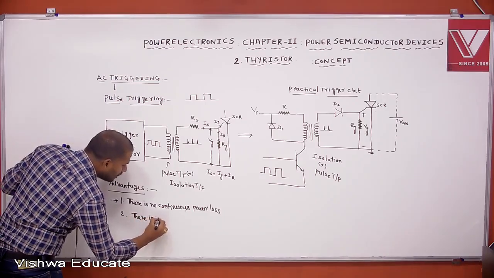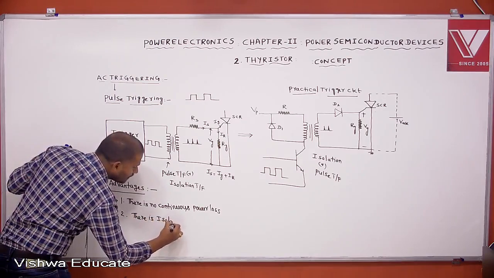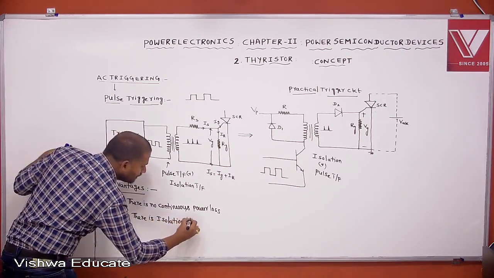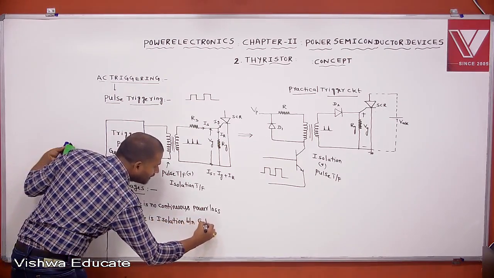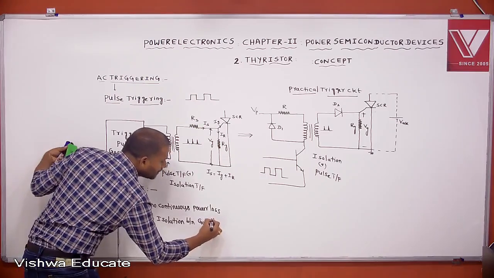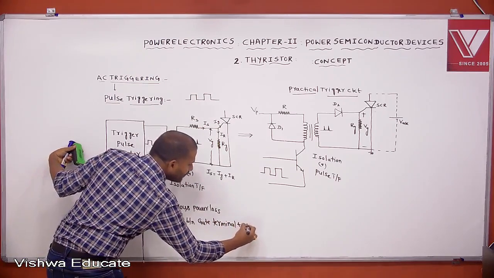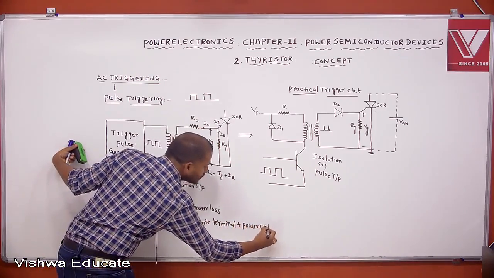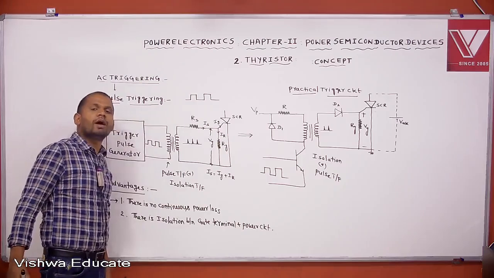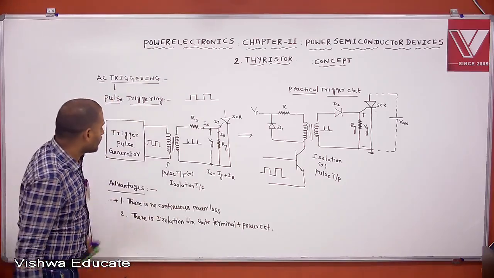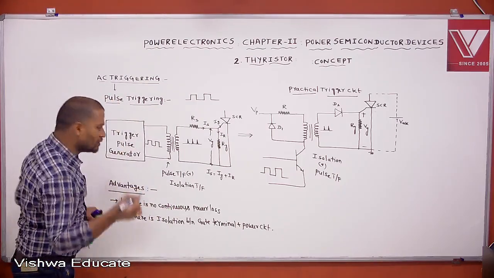Hence, there is isolation between the gate terminal and the power circuit. Because of which transformer? The isolation transformer or pulse transformer. Next.